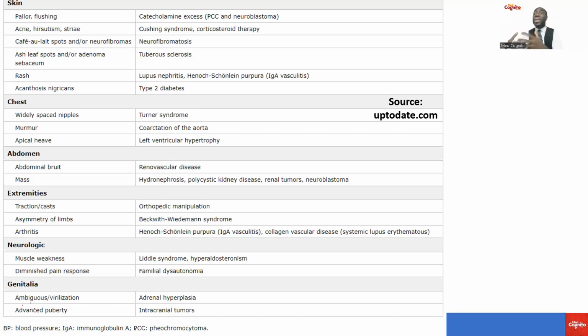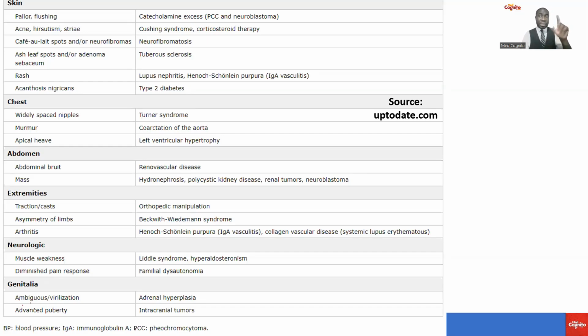You see, it's a board exam, right? So these critical things, you should not miss them at all. If you have a child with ash leaf spots or adenoma sebaceum, and I showed you a picture, plus hypertension, then you should think about tuberous sclerosis. If you see a child with rash with hypertension, you should think about lupus nephritis or Henoch-Schonlein purpura. If you see a child with acanthosis nigricans with hypertension, then you should think about what?